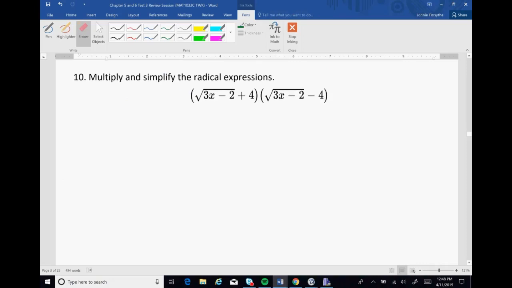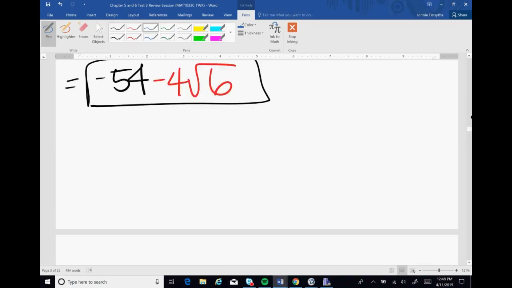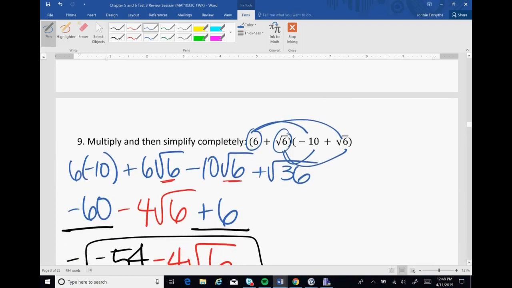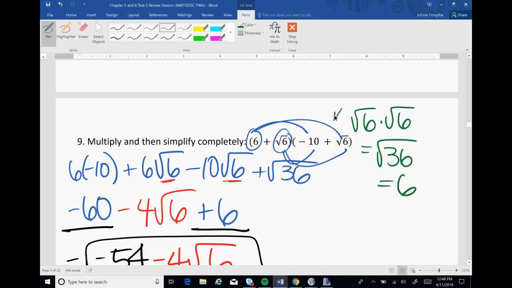So we're going to do the same thing. We're multiplying binomials. Now let's go back here and observe what happened when we multiplied two radicals. Whoa. That had two of the same radicals. When we did the square root of 6 times the square root of 6, that was the square root of 36, which equaled 6. So that's a cool property.